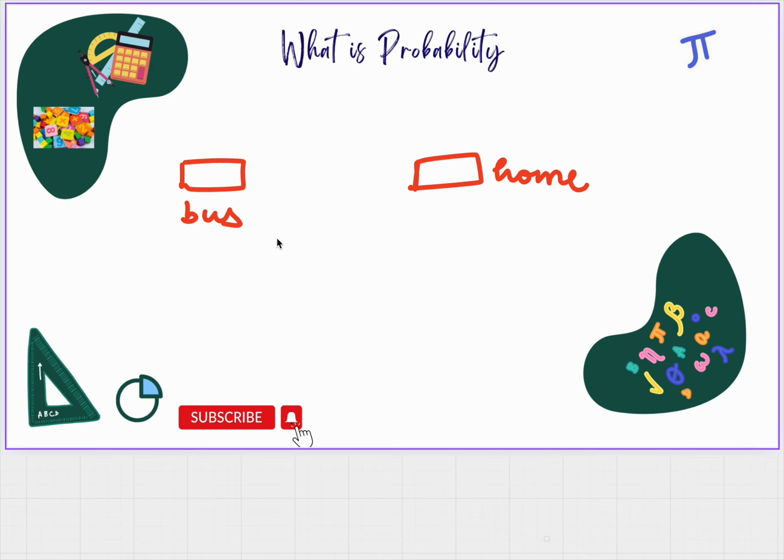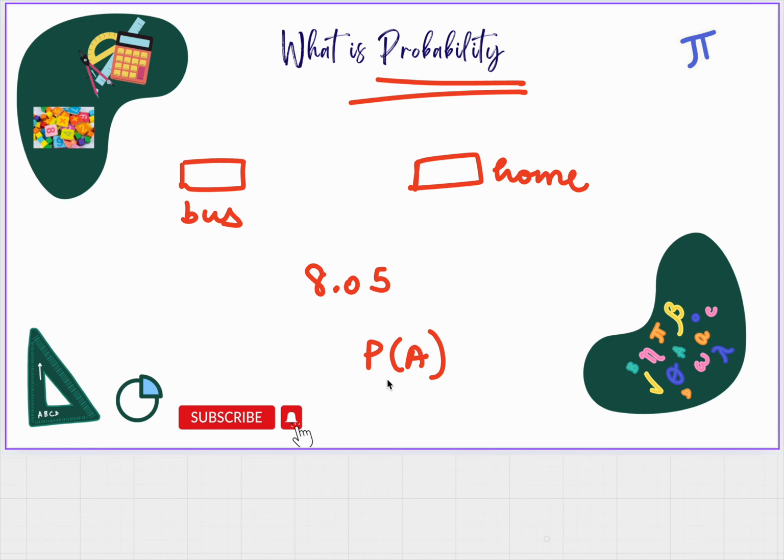So I realized that if I am there at 8:05, then there is a high chance of me not missing the bus. Right? So the chances of some event happening or not happening is nothing but probability. Probability helps us to make better choices. Probability is denoted by P of A, where A is the event.